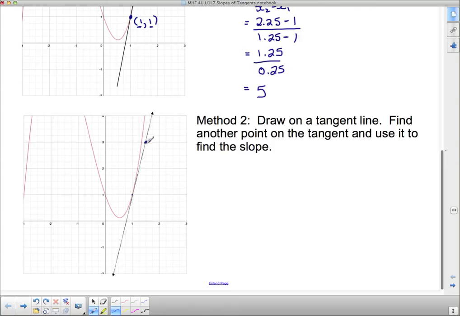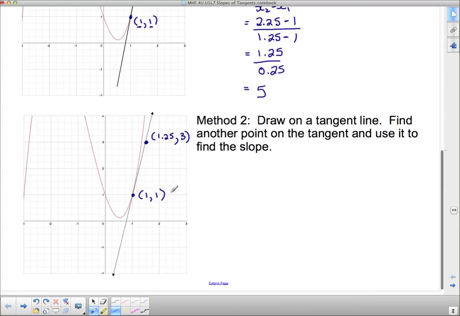That looks like a decent one, right there. What are the coordinates of that point? It looks like 1.25 for my x and 3 for my y. And of course, this is still the 0.11 because we're finding the same thing.